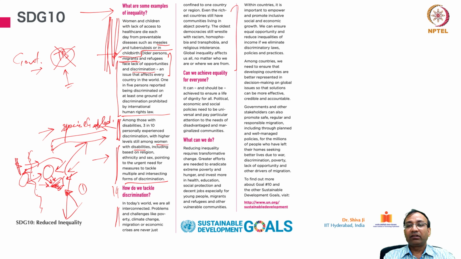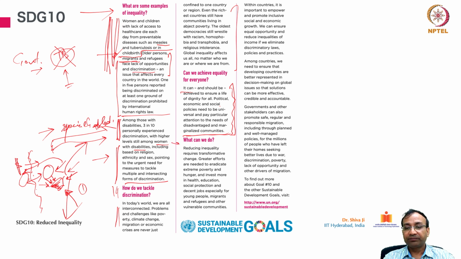Can we achieve equality for everyone? Well, it can be and should be achieved to ensure a life of dignity for all. Political, economic, and social policies need to be universal and pay particular attention to the needs of disadvantaged and marginalized communities. Well, of course, it's perfectly doable, there is no question in that, but it must be done to help everyone relieve themselves of such agony.